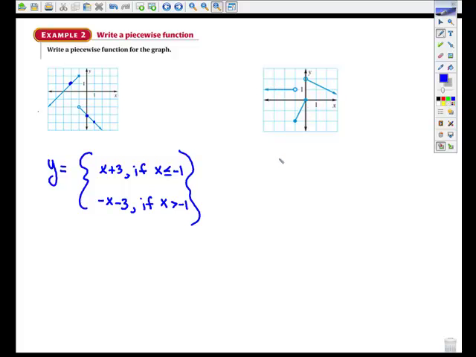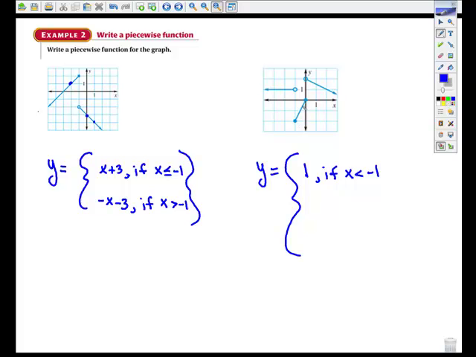All right, so let's go ahead and look at this. I'm going to go from left to right. So y equals, I've got 3 different equations here. This one is a horizontal line, and it's going through positive 1. So y equals 1 if x is less than negative 1. And it doesn't show equality because at negative 1 it has an open circle.